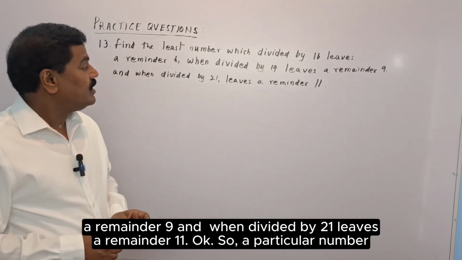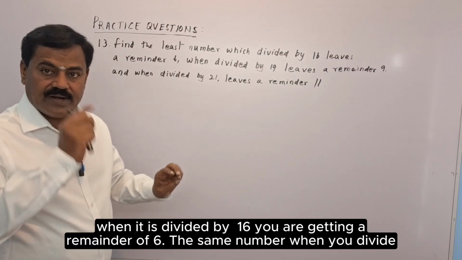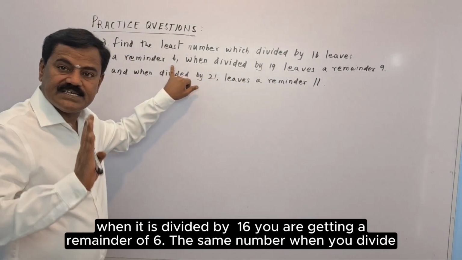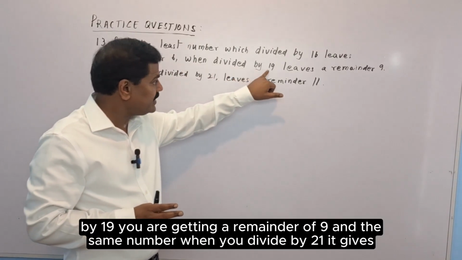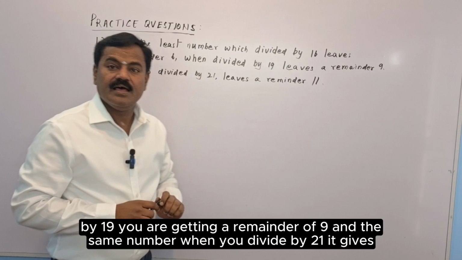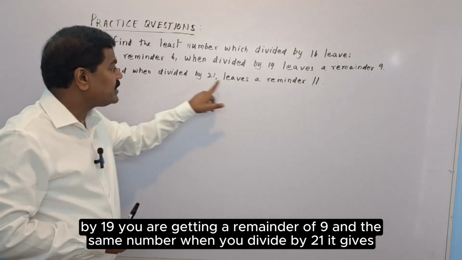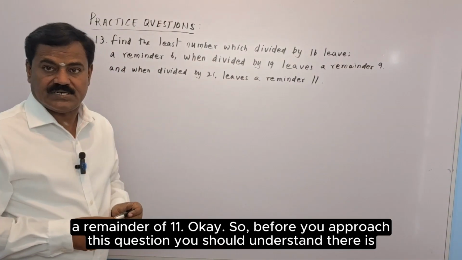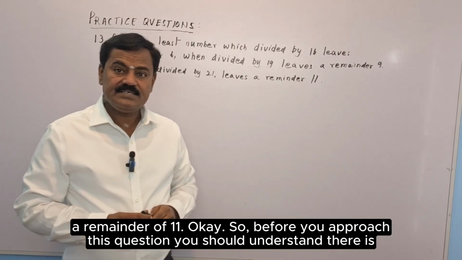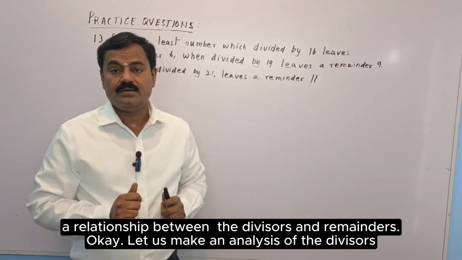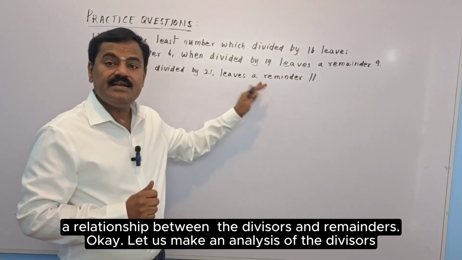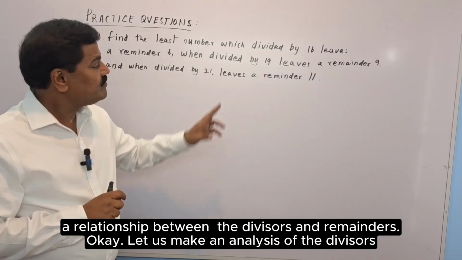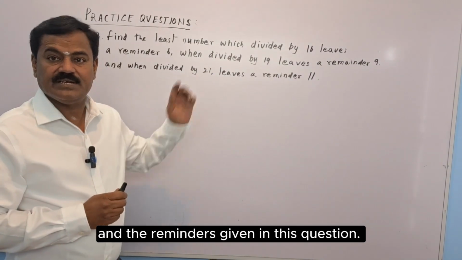So a particular number, when it is divided by 16, gives a remainder of 6. The same number when you divide by 19 gives a remainder of 9. And the same number when you divide by 21 gives a remainder of 11. Before you approach this question, you should understand there is a relationship between the divisors and remainders. Let us make an analysis of the divisors and the remainders given in this question.